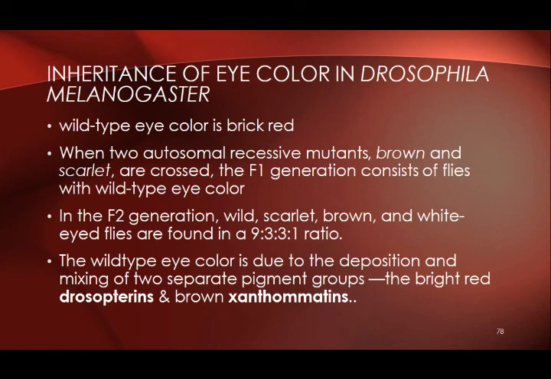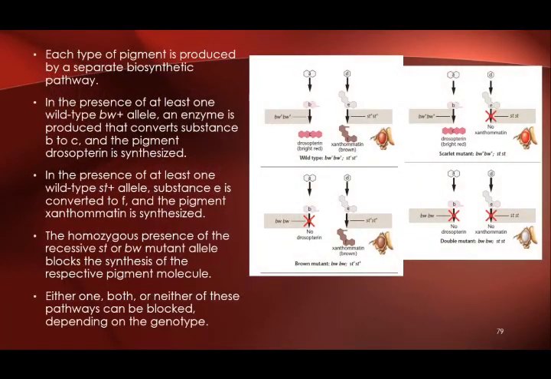So wild-type eye color is due to the position and mixing of two separate pigment groups, bright red drosopterins and brown xanthommatins. Each pigment is produced by a separate biosynthetic pathway. In the presence of at least one wild-type BW plus allele, an enzyme is produced that converts substance B to C, and the drosopterin pigment is synthesized. In the presence of at least one wild-type ST plus allele, the substance E is converted to F, and the xanthommatin pigment is synthesized.